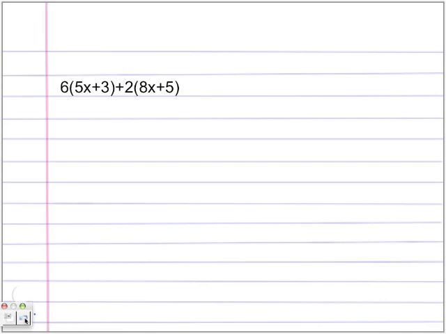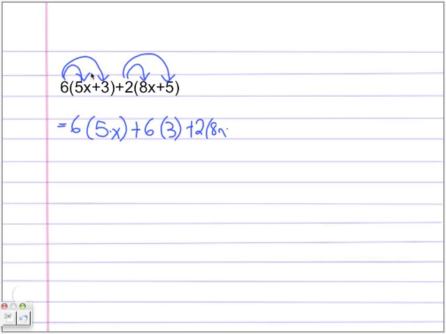No problem. Okay, and here we have a harder equation, but it's exactly the same, so don't get stressed out when you see a longer one. You just multiply 6 by 5x and 6 by 3. And we have 2 by 8x, and you multiply 2 by 5. So that's going to be 6 multiplied by 5x plus 6 multiplied by 3 plus 2 multiplied by 8x plus 2 multiplied by 5. Okay, so that's going to be 30x plus 18 plus 16x plus 10.